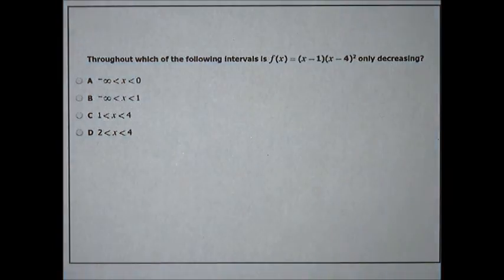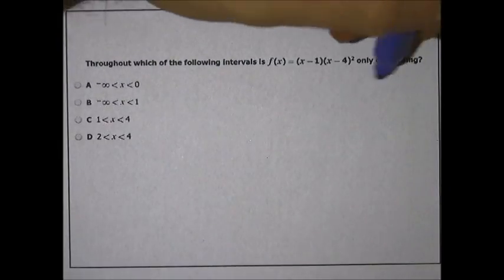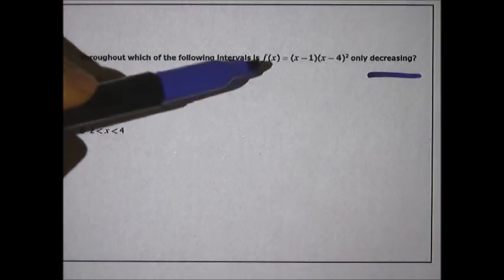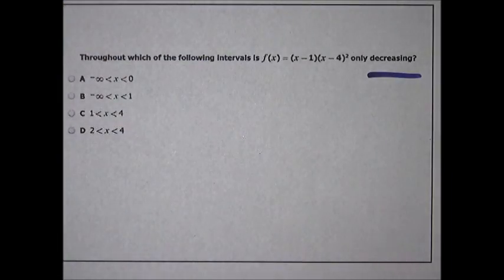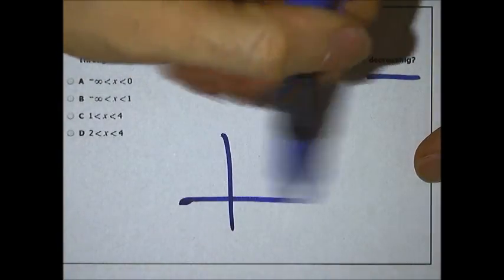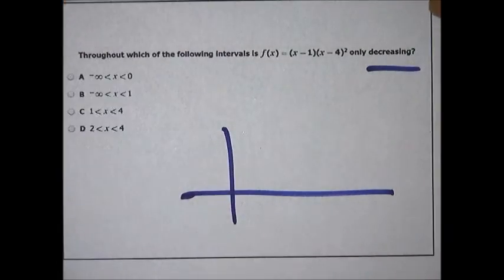Throughout which of the following intervals is the function only decreasing? This asks you to find the decrease. If you want to find the decrease, we look at our function and you realize you don't know what it looks like, so you go to the calculator and you graph it. When you graph it, you're looking for what the curve is, and if you're looking for a decrease, you're looking for where the guy runs downhill.